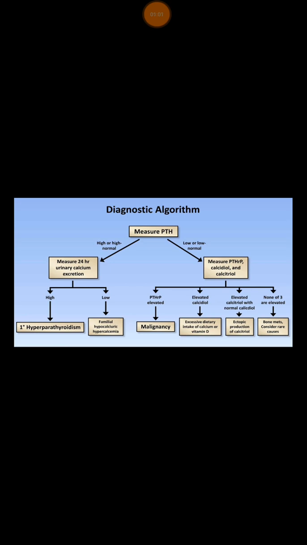Now, if the PTH level is low, then you have to think about parathyroid related peptide, like a condition of paraneoplastic syndrome. You should also consider vitamin D toxicity. Now, other differential diagnoses that you have to consider in such cases are bone metastasis and ectopic production of calcitriol, like in cases of granulomatous diseases.